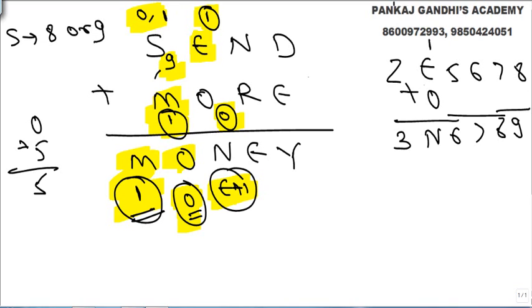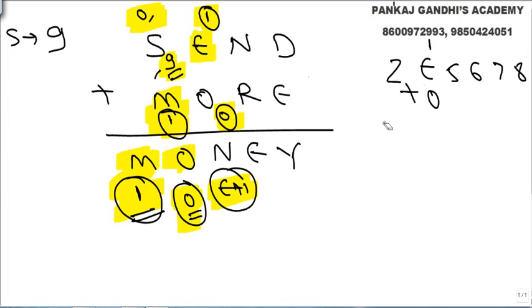I repeat, from here carry forward is not 1. If carry forward is not 1, then S is not 8, it is 9. Compulsorily we have now got S is 9. So up till now we have got S is 9. 9 plus 1, 10, carry forward 0. E plus 1 is N. Now we know E plus 1 is equal to N.